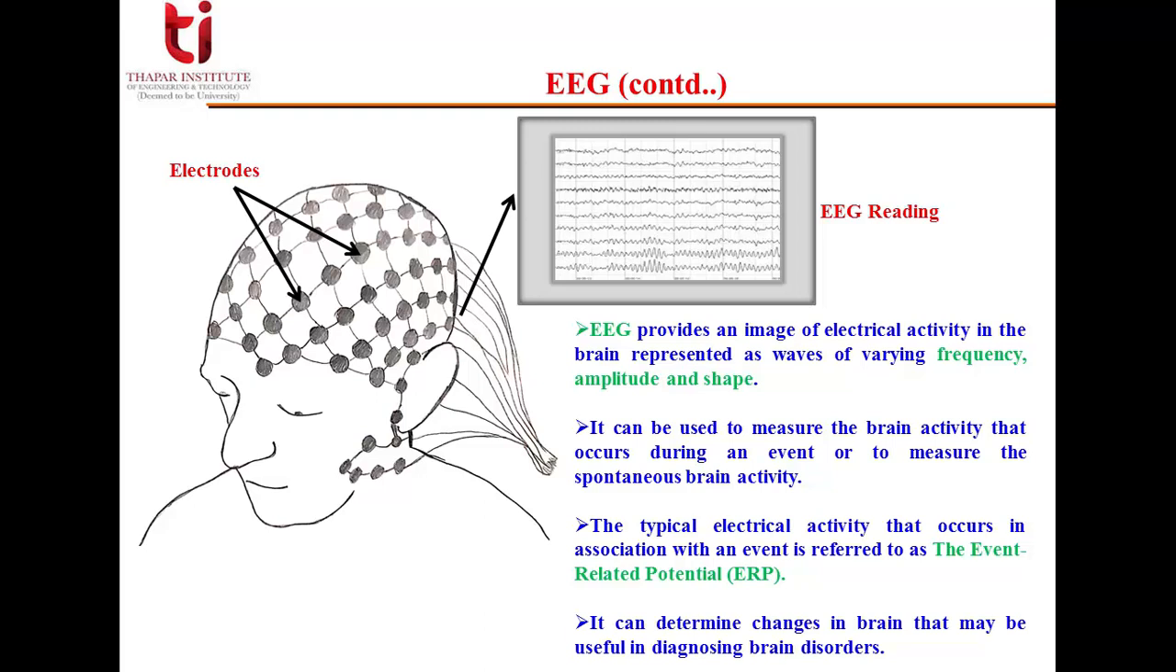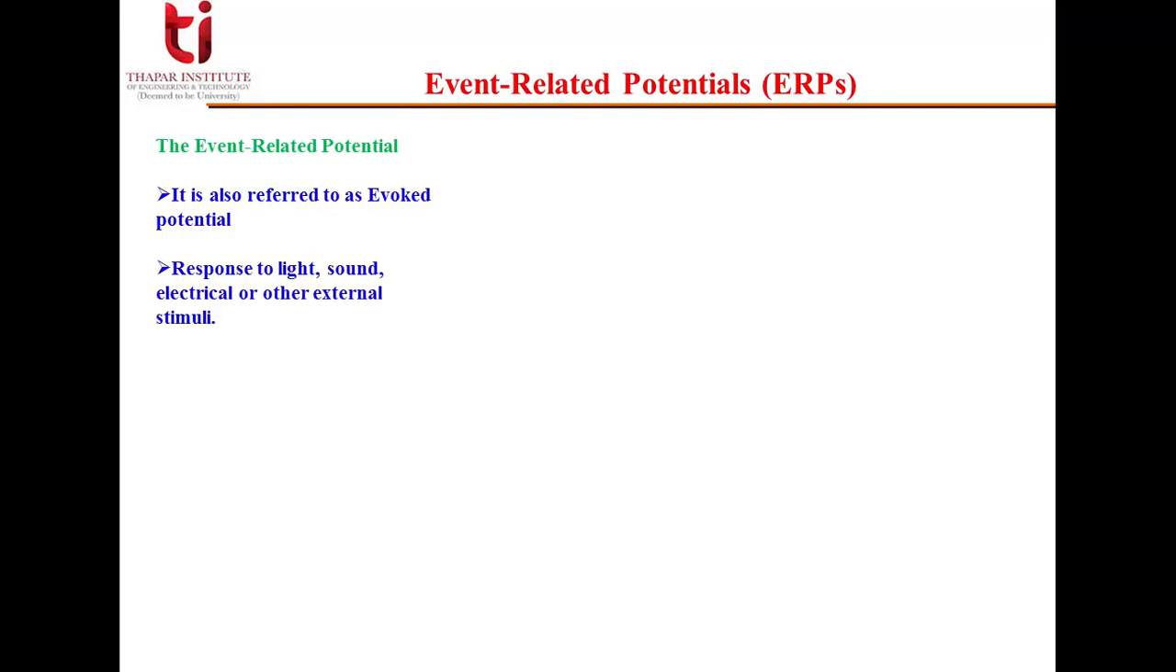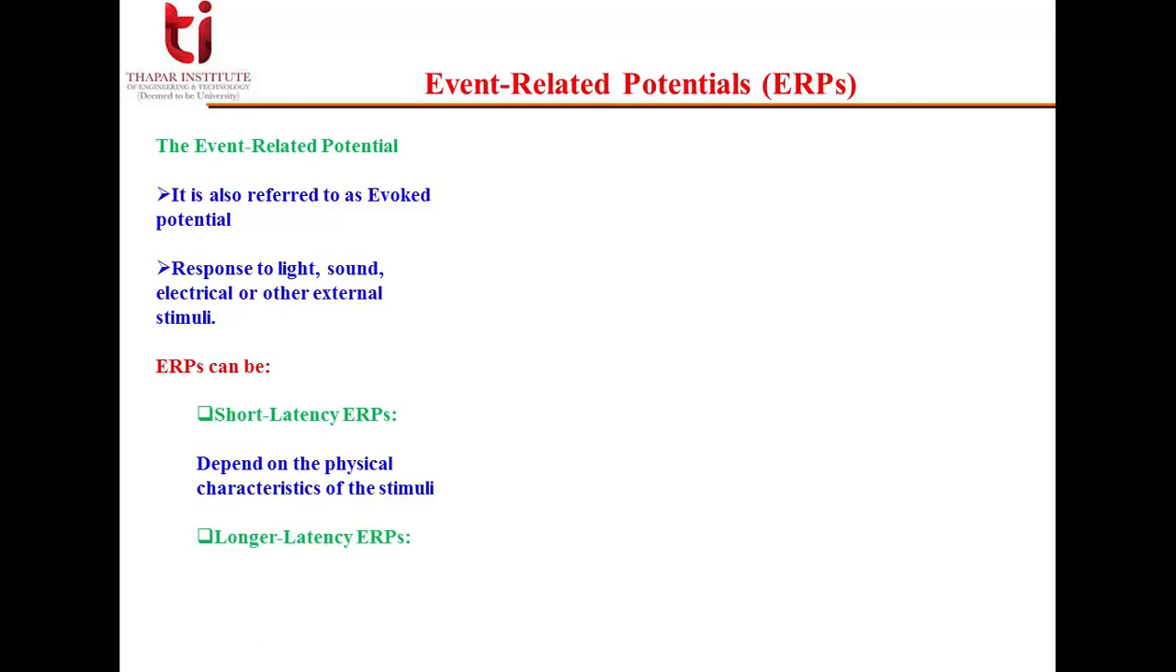Now let's have a brief view of ERP. ERP is also referred to as the evoked potential. It is the response to light, sound, electrical or any other stimuli. ERPs can be short latency ERPs that depend on the physical characteristics of the stimuli, or longer latency ERPs that are influenced by the conditions of presentation of the stimuli. Normally the responses are very small.